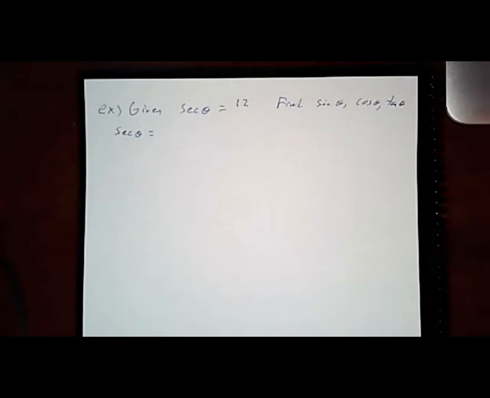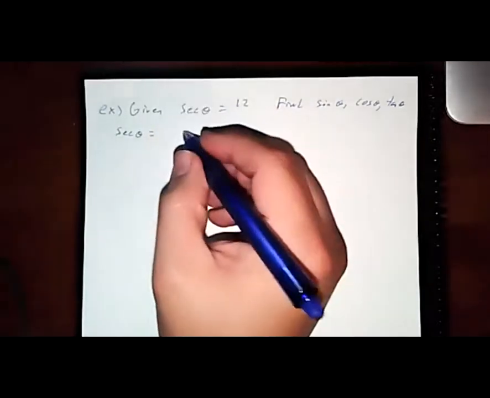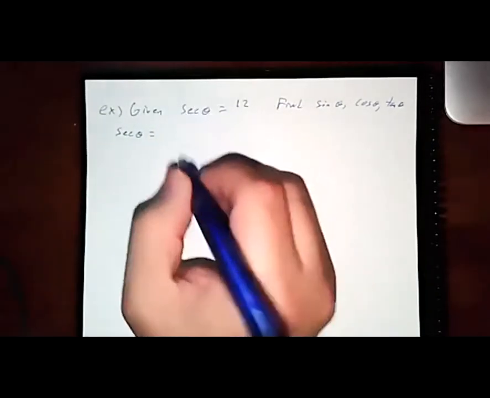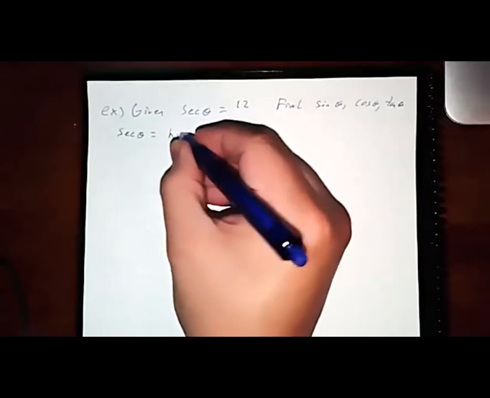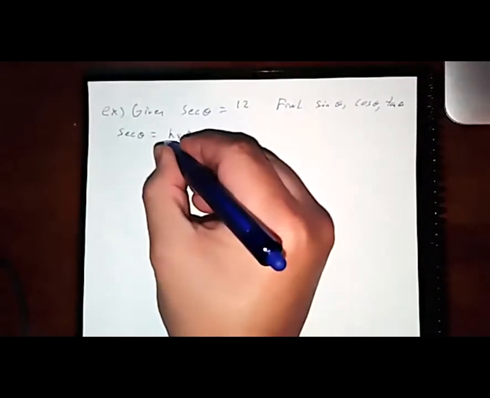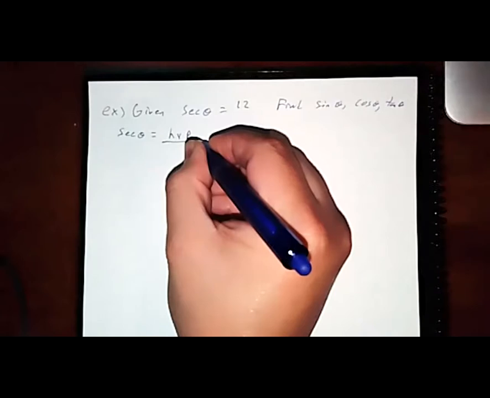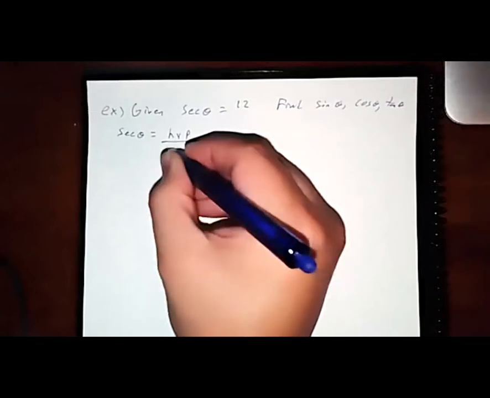Opposite over hypotenuse. Opposite. That would be sine. Hypotenuse over adjacent. Close. It's going to be the reciprocal of cosine. So adjacent over hypotenuse would be flipped over. So hypotenuse over adjacent. Right?